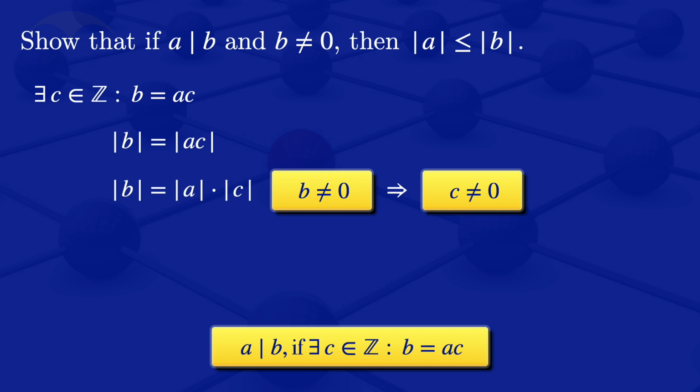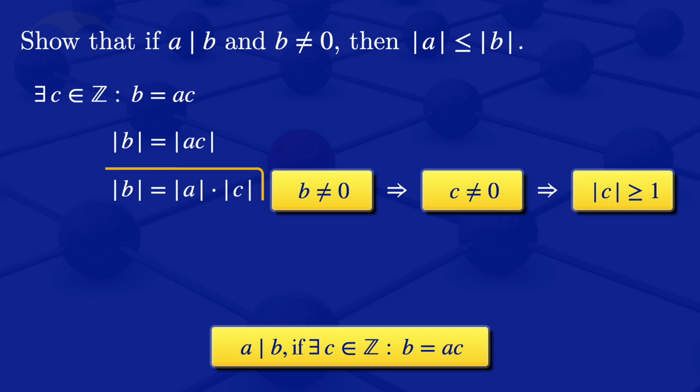So if C is not equal to 0, here in this equation we are taking its absolute value. When we take the absolute value of an integer which is not equal to 0, then that absolute value will be greater than or equal to 1. So we have this part here greater than or equal to 1.